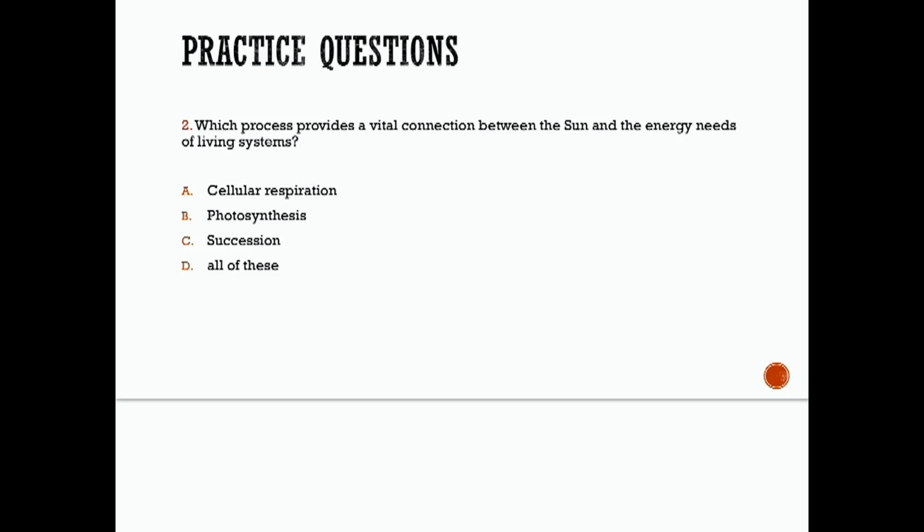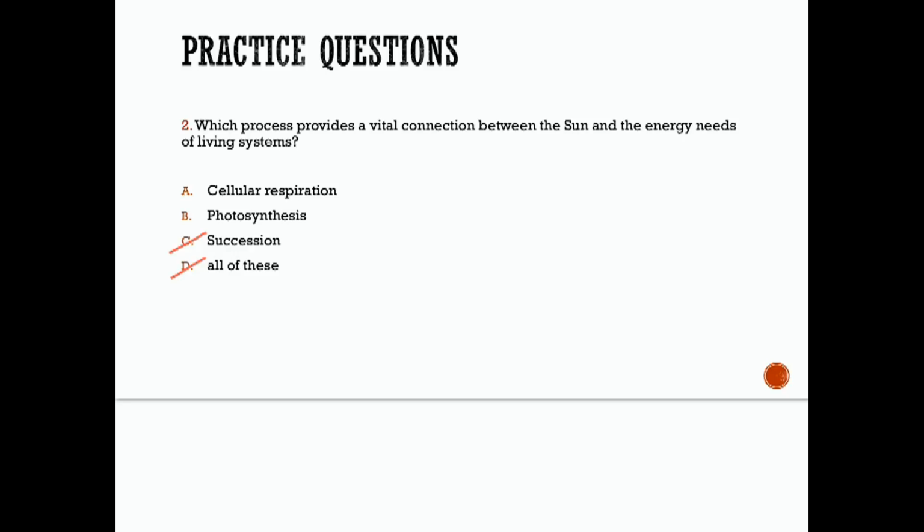You could probably go ahead and mark off succession and all of these, as that is not the topic we are on. We haven't talked about primary or secondary succession. So cellular respiration or photosynthesis. All right, you've got to remember that photosynthesis is the one that provides a vital connection between the sun and the energy needs of living systems.